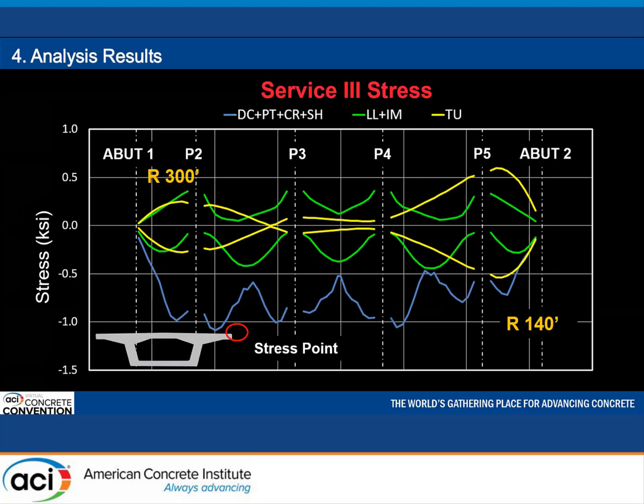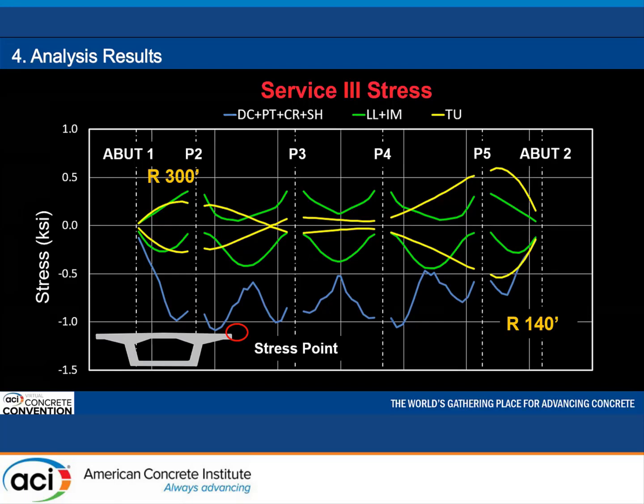The green line represents the stress envelope of live load plus impact. These stresses also follow a fairly symmetric pattern along the bridge. The yellow line represents the stress envelope of uniform temperature rise and fall from the calibrated RSI model. These stresses do not follow a symmetric pattern along the bridge, as they are heavily influenced by the plan view curvature, as discussed previously. The variance in magnitude of the uniform temperature stresses is significant.